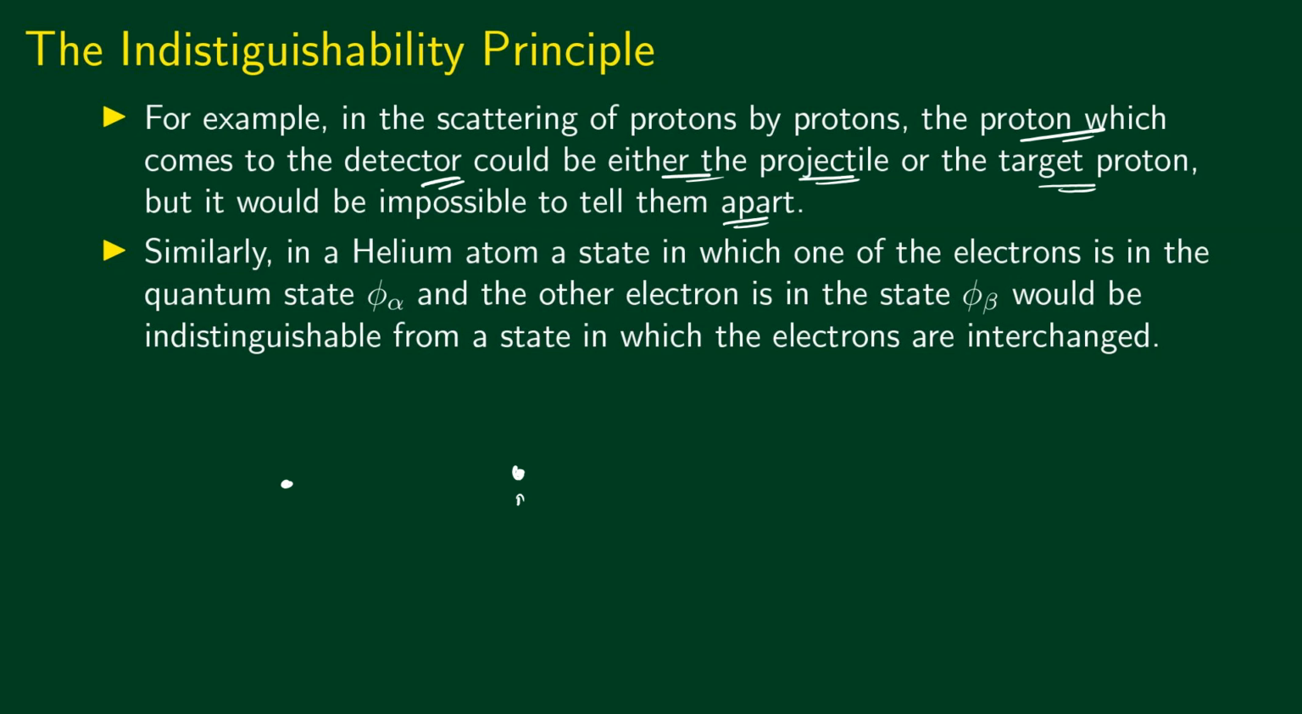Similarly, you can think of a helium atom. We can consider the state of a helium atom in which one of the electrons is in the state, say, phi alpha, and the other one is in the state phi beta. We could interchange these electrons, but the interchanged state will be indistinguishable from the previous state of the helium atom. This is because electrons are completely identical.